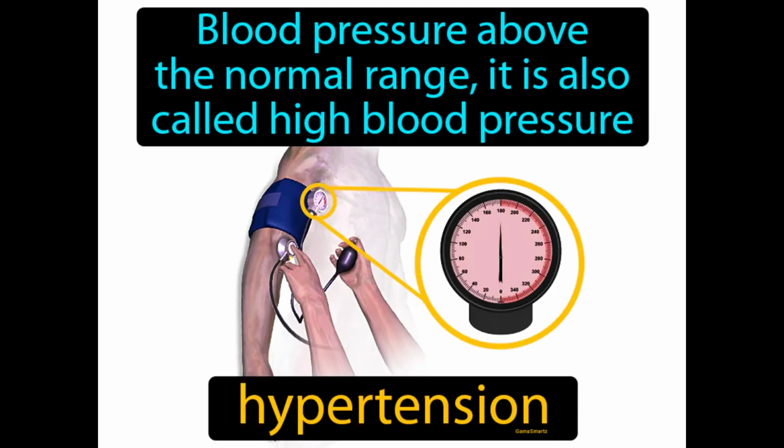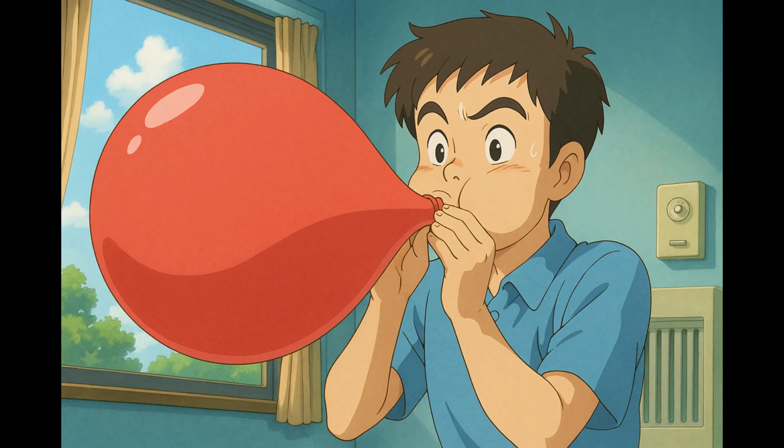Blood pressure above the normal range. It is also called high blood pressure. Hypertension. Hypertension is when the force of your blood against your artery walls is consistently too high, which can lead to health problems. Imagine trying to inflate a balloon, but you keep blowing more air into it than necessary.